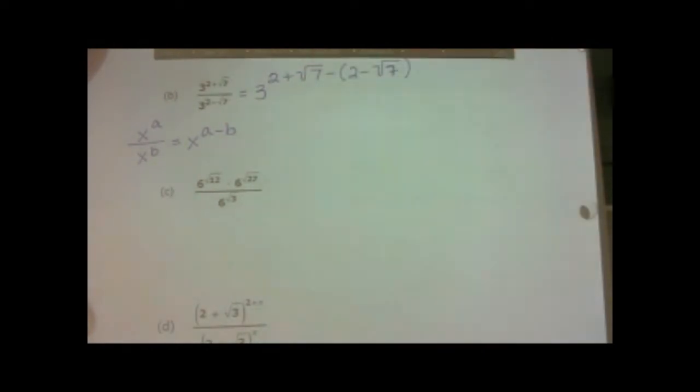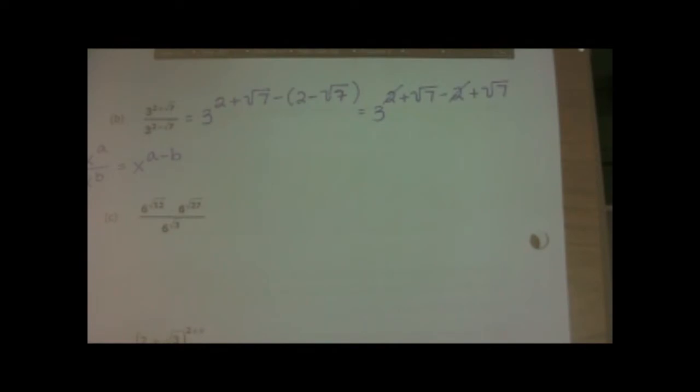It's 3. So this is 3. Now be careful when you do this. This is the power of 2 plus the square root of 7 minus, in parentheses, 2 minus the square root of 7. I have to subtract the entire exponent down here. So put it in parentheses.